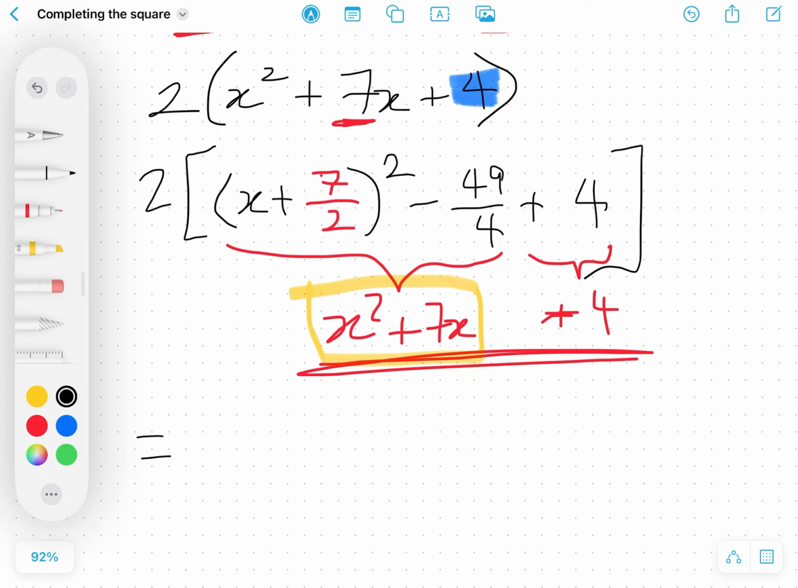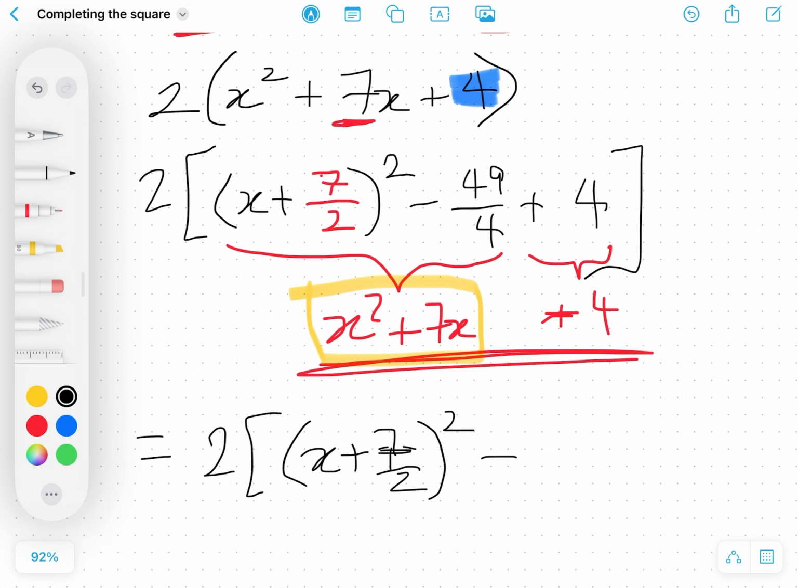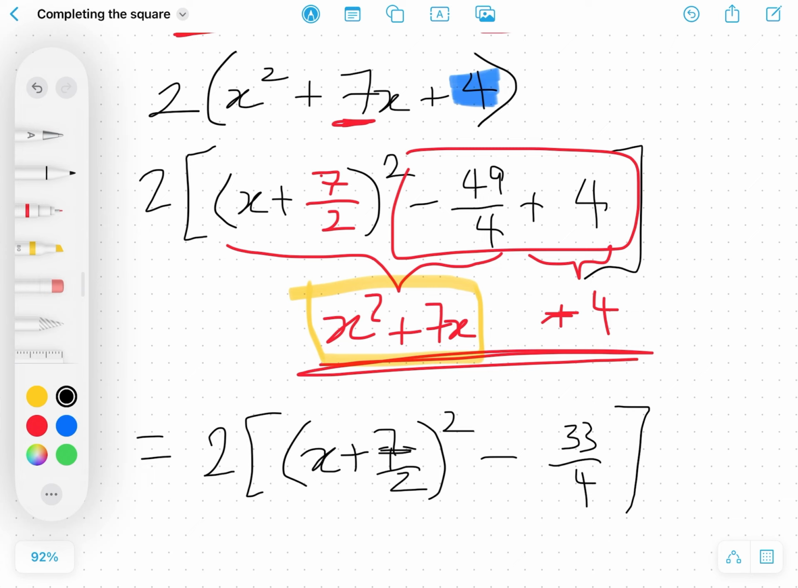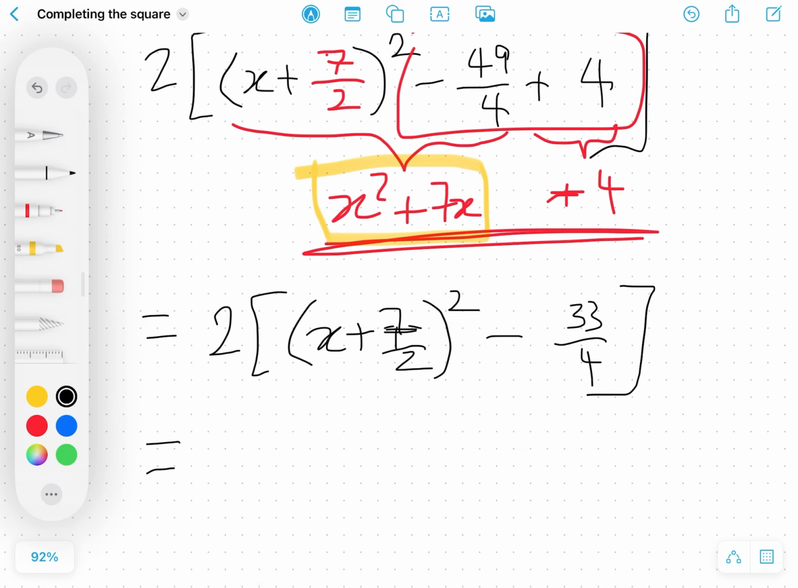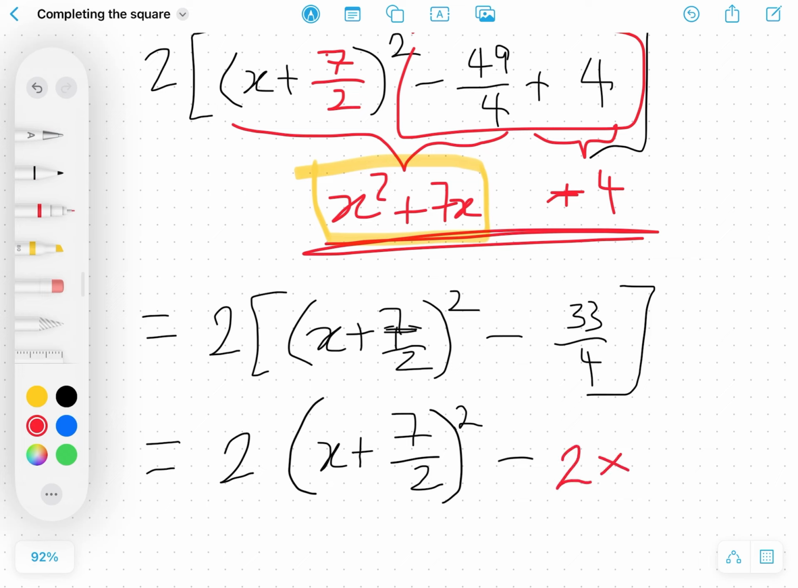So now what we have to do is expand the brackets or simplify, firstly inside. So this is (x plus 7 over 2) squared. And now we collect the constants together. Negative 49 over 4 plus 4 is equal to negative 33 over 4. You should always use your calculator just to check in the exam. That is indeed negative 33 over 4. And now, finally, we multiply by 2 again. So we get 2 times (x plus 7 over 2) squared minus 2 times 33 over 4.